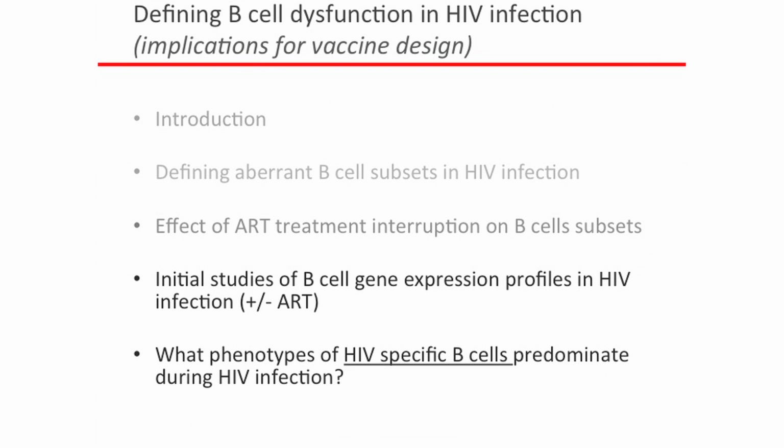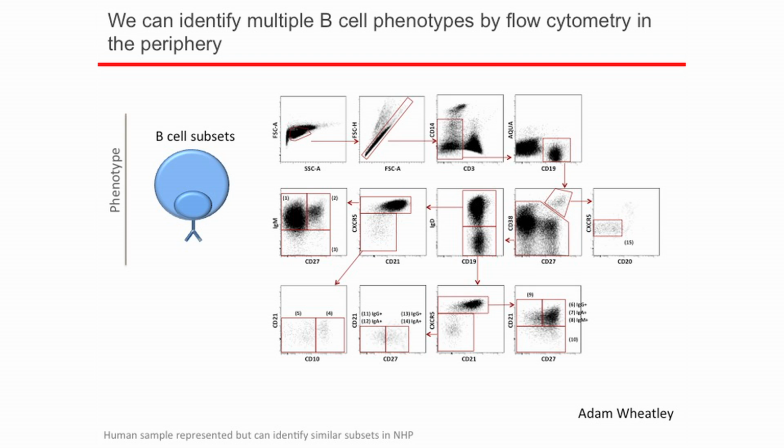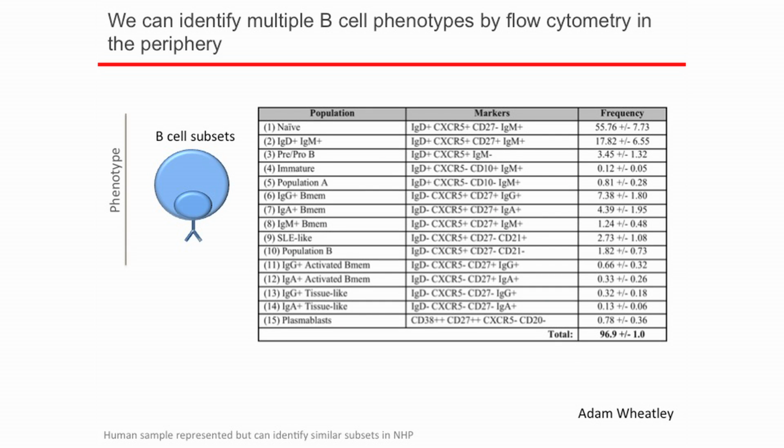So we've done some initial studies of B-cell gene expression profiles in infection. Adam Wheatley in the lab has developed a panel that can identify 15 different types, or 50 different phenotypes, of B cells in circulation at any one time. He's done this on a significant number of individuals now, so this is very much repeated, and this is the gating structure that he uses. It's just a table summarizing all the different subtypes, and these are the frequencies. These population names change for whatever paper you're reading, because everyone's got their own name for these. So basically, just have a look at these markers.